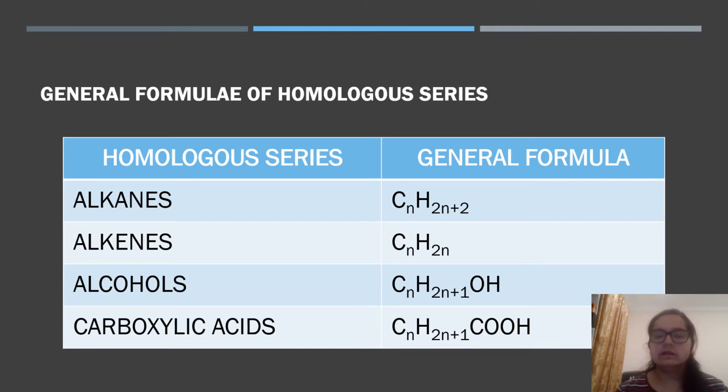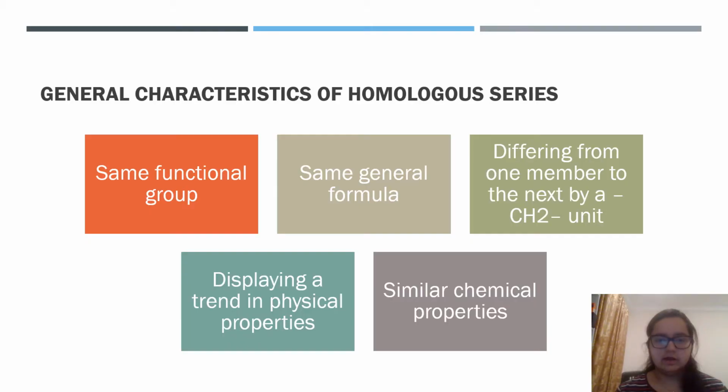Then alcohols is CnH2n+1OH. And carboxylic acid is CnH2n+1COOH. These are the general characteristics of homologous series. All the homologous series have these characteristics. So same functional group. All alkenes, all alcohols, all carboxylic acids will have the same functional group. They will have the same general formula. Each member will differ by a CH2 unit.